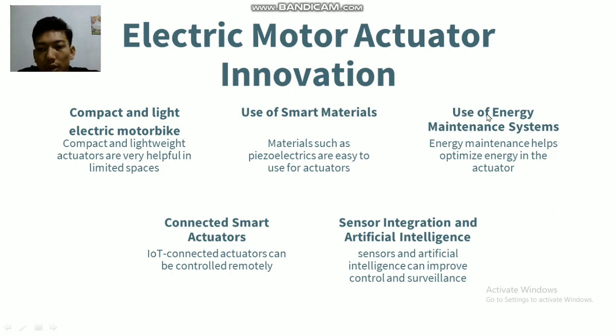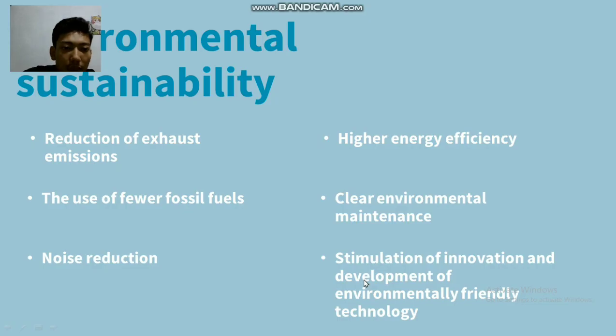And the third is use of energy maintenance system. Energy maintenance helps optimize energy in the actuator. And the fourth is connected smart actuator. IoT connected actuators can be controlled remotely. And the fifth is sensor integration and artificial intelligence. Sensors and artificial intelligence can improve control and surveillance.